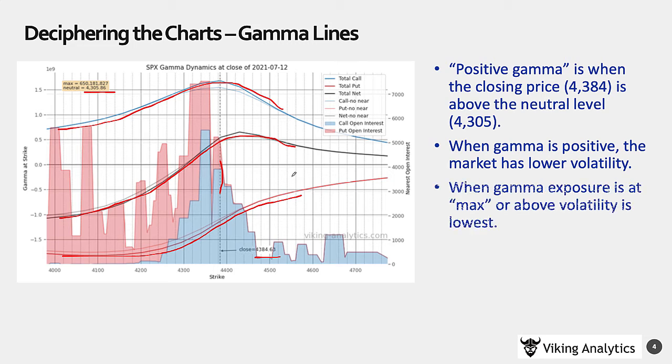When gamma exposure is at max or above, then volatility is the lowest. So what we're showing here is the total max gamma. In this case, it looks like that's right around 44.30. So if the value would rise to 44.30 on this particular day, we would expect the volatility to begin to decline.